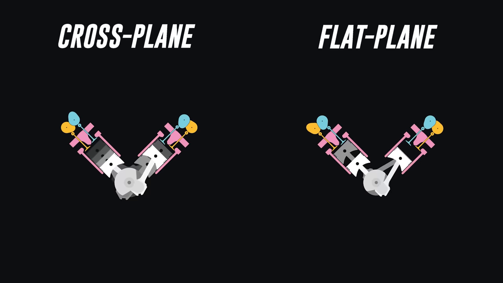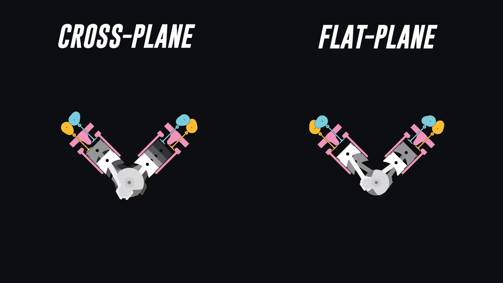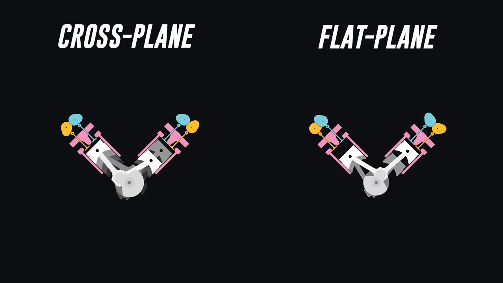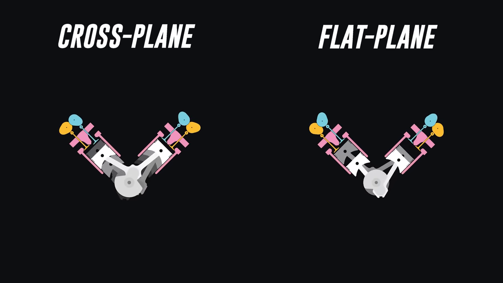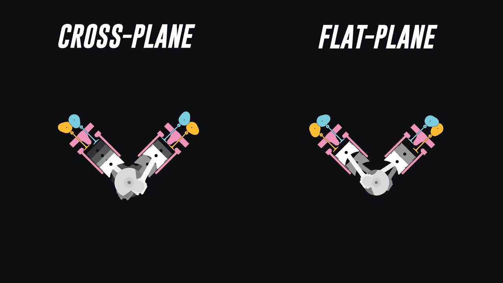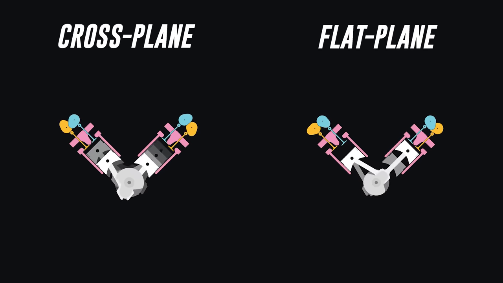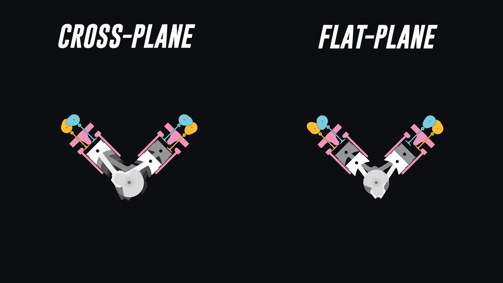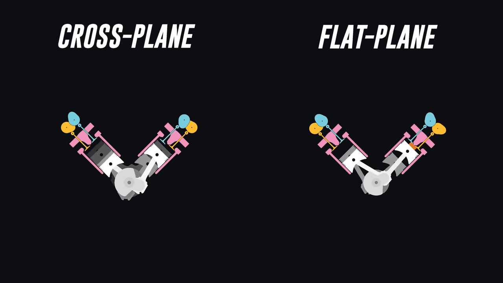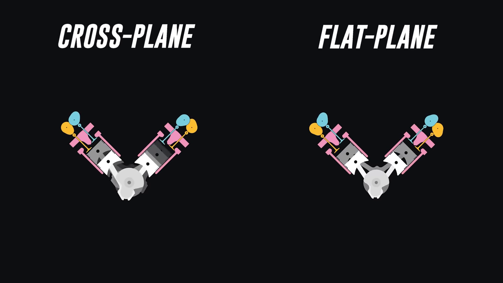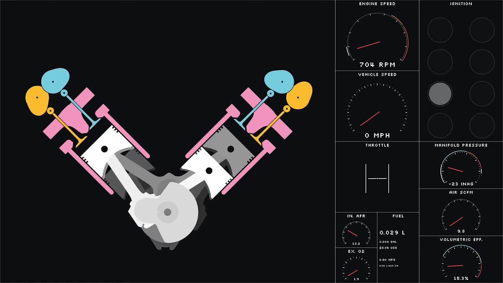Next, we're going to look at V8 engines. Now, a lot of you wanted to see a demo comparing a flat plane to a cross plane V8. And the names for these two layouts come from the shapes of the crankshafts. In a flat plane V8, all rod journals are on the same plane, so the crank appears flat. Whereas in a cross plane V8, the rod journals are separated from each other by 90 degrees.